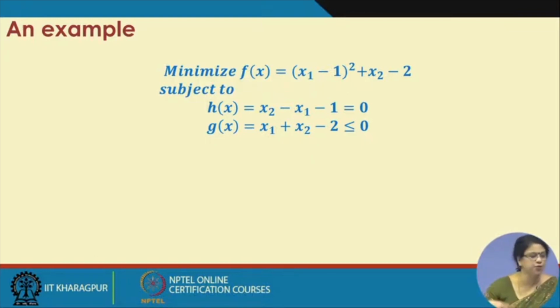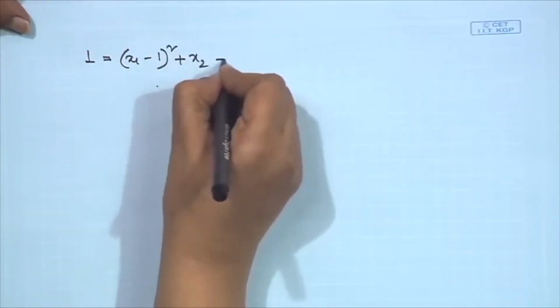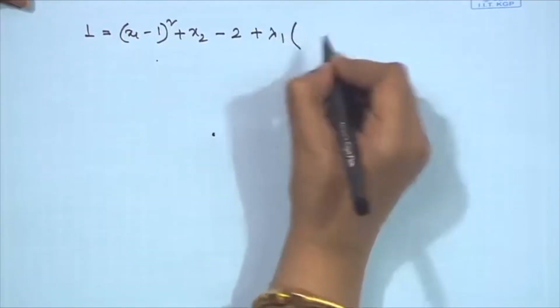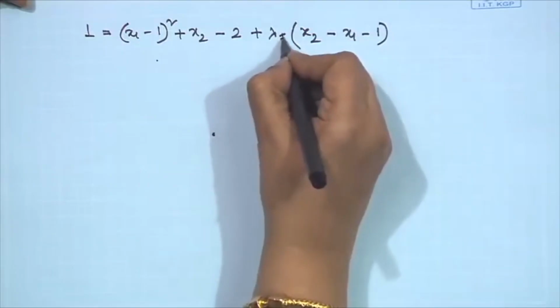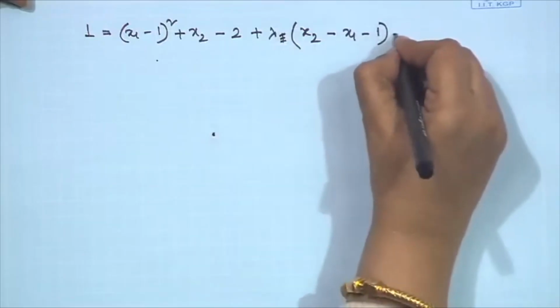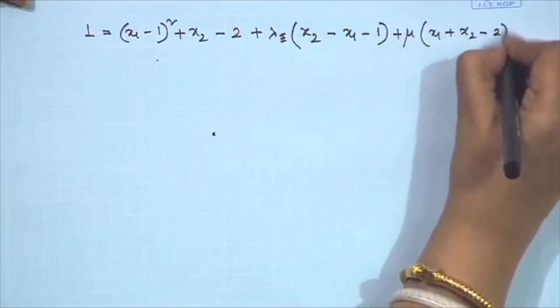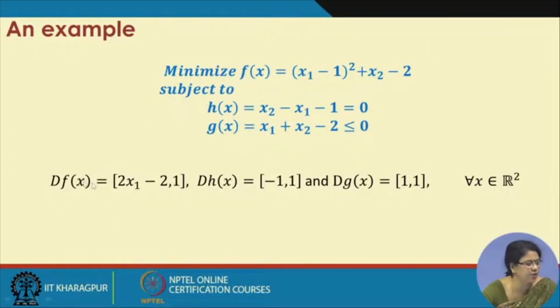What would be the Lagrange function for this? Lagrange function would be L is equal to x1 minus 1 square plus x2 minus 2 square plus lambda into h. Since we are having only one Lagrange multiplier, let me just put it as lambda, plus mu into x1 plus x2 minus 2, where mu is the KKT multiplier. Now, from here again we will get the first order derivative of the Lagrange function, and the second order derivative of the Lagrange function.